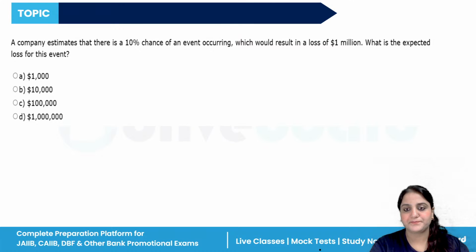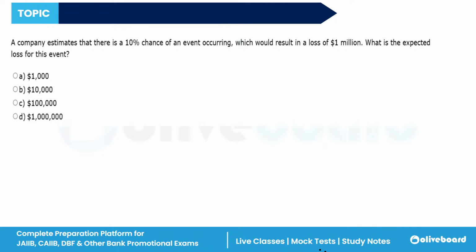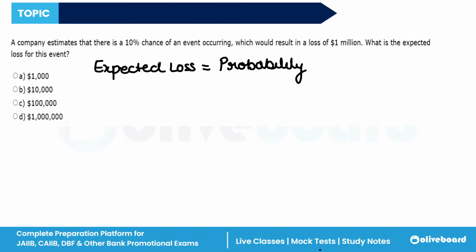See, for this, simple, there is a formula of the expected loss, which is probability of event multiplied by loss if event occurs.